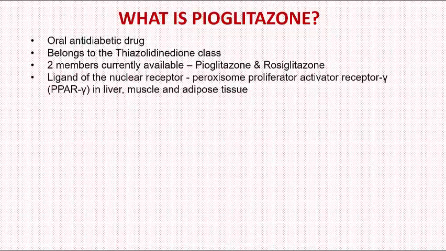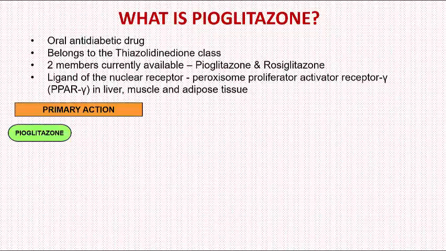So how does it act? It is a ligand of the nuclear receptor called peroxisome proliferator activated receptor gamma, or PPAR gamma. It acts on this receptor mainly in liver, muscle and adipose tissue. So let's have a look at the primary action.